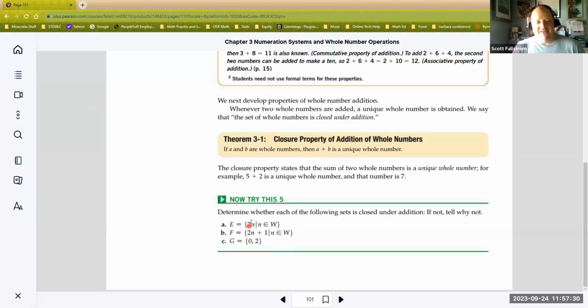Part A, take some even numbers, the set of all 2n's, as long as n is a whole number. If you need to, write out what this looks like. 0, 2, 4, 6, 8. Now pick any two of those and add them together. Do I get another even number? Then do that for odd numbers. Then do it for the set 0, 2. And don't forget, it just says these two things have to be in the set. So if you could choose the same number twice, that's fine.